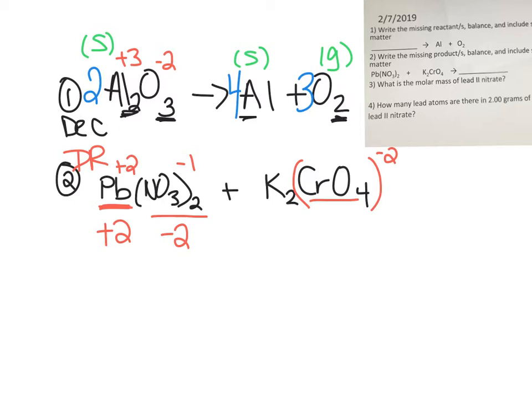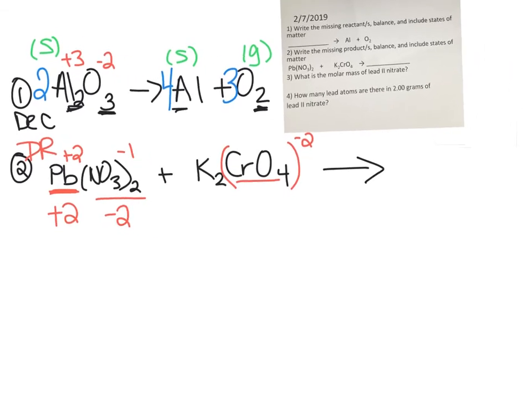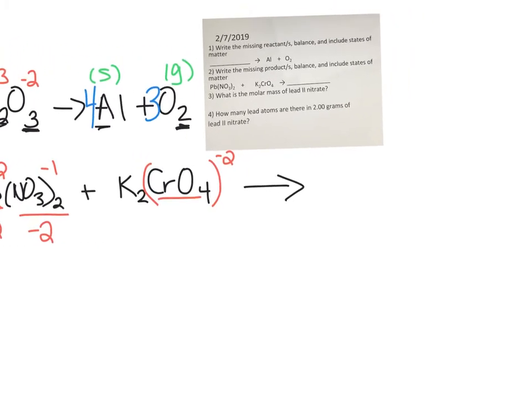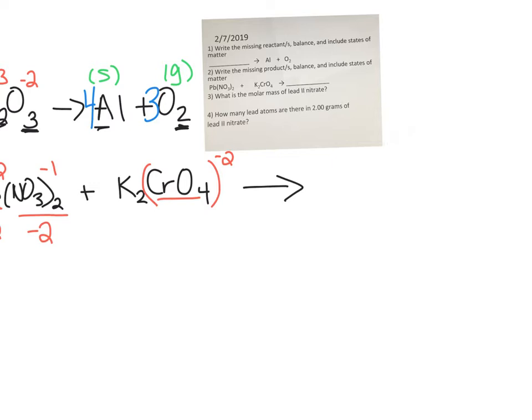All right, so now we're ready to move forward with the double replacement part. I'm going to start a new line. Let me see if I can shrink it. Yeah, I can. Okay. So we're going to basically take the lead and the potassium and switch them. So I'm going to end up with potassium recombining with some nitrate.